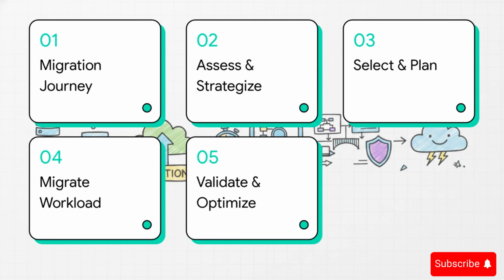So to make this incredibly complex process easy to grasp, we're going to logically group those core 7 steps into 4 totally manageable phases. We've got Phase 1, assess and strategize, Phase 2, select and plan, Phase 3, migrate the workload, and finally, Phase 4, validate and optimize.